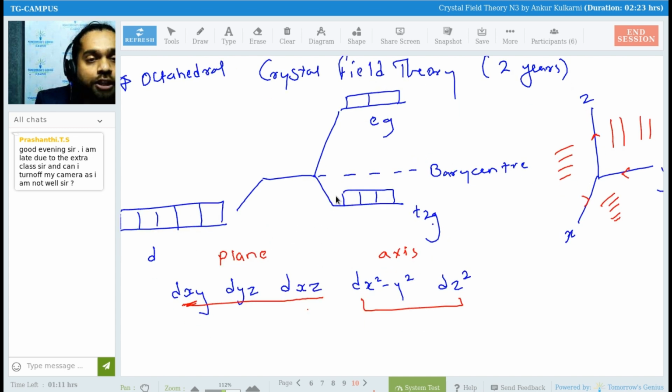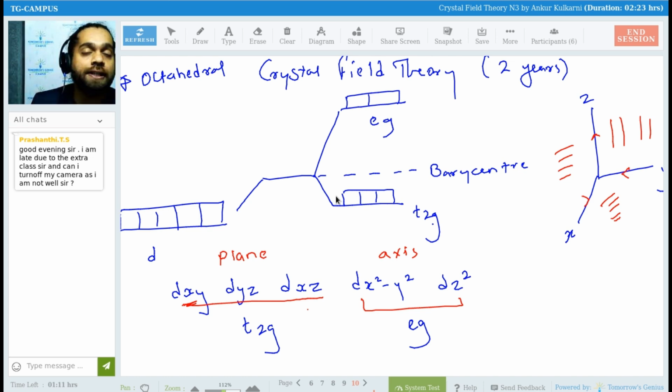The ones which are in the plane, we call T2G. The ones which are on the axis, we call EG. Is it clear? So the ones which go down in energy are in the plane, T2G. The ones which go up in energy are on the axis, EG. Now, why do only T2G go down in energy and why do only EG go up in energy?